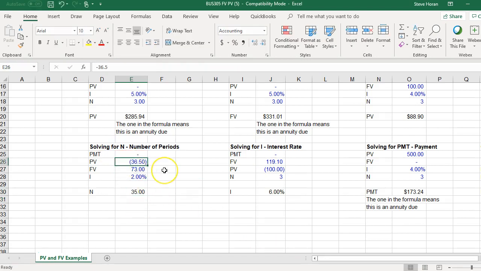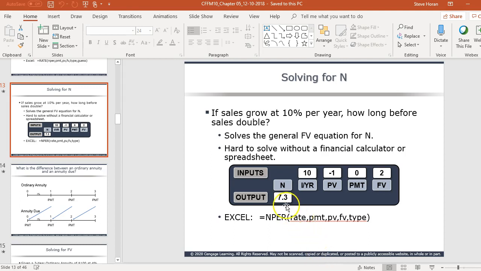And again, I have to kind of watch the signs. So let's just say I've got $1 today. I want to grow that and double it, and I want to do that at the growth rate of 10%. I get 7.27. That's exactly this, rounded to 7.3.